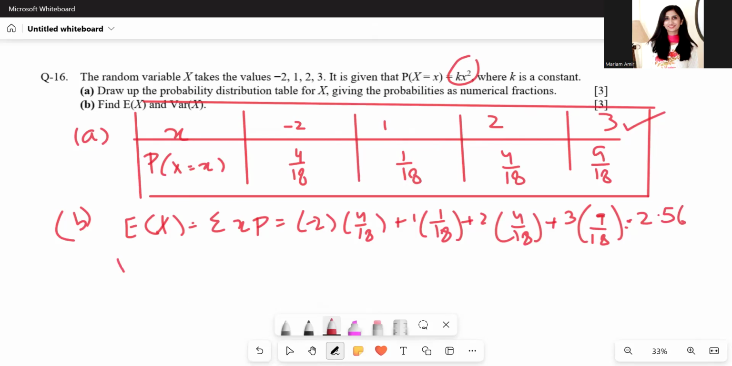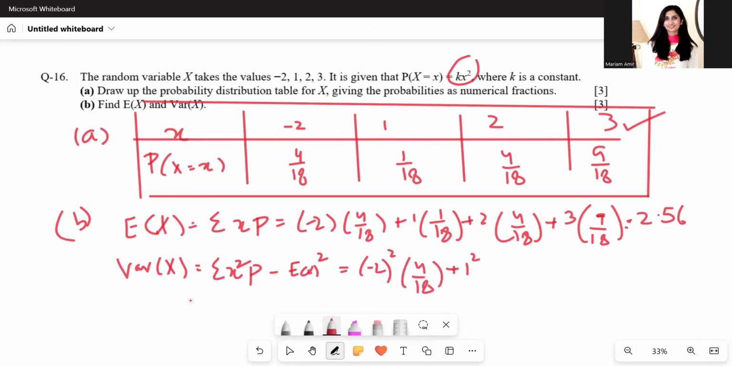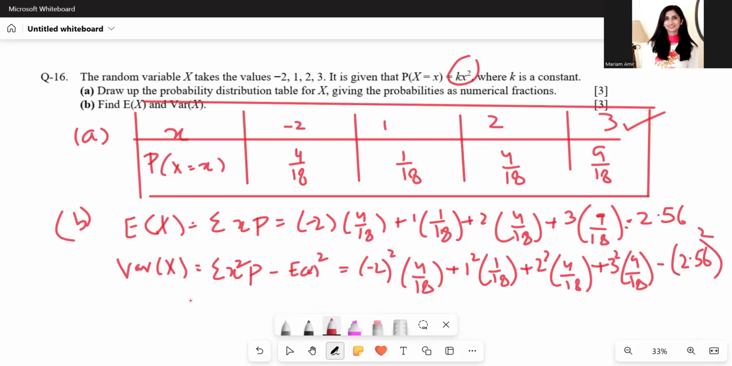And now we need to find the variance. The formula for variance is summation x squared times p minus expected value squared. So now we will square the x, so -2 squared times its probability plus 1 squared times its probability plus 2 squared times its probability plus 3 squared times its probability minus expected value squared, so 2.56 squared. Okay. This gives 3.91.